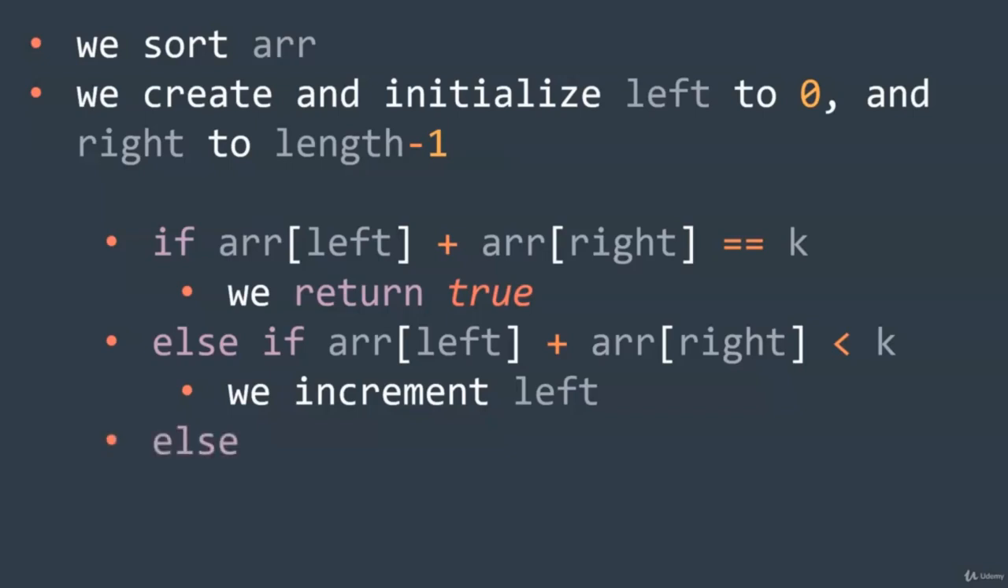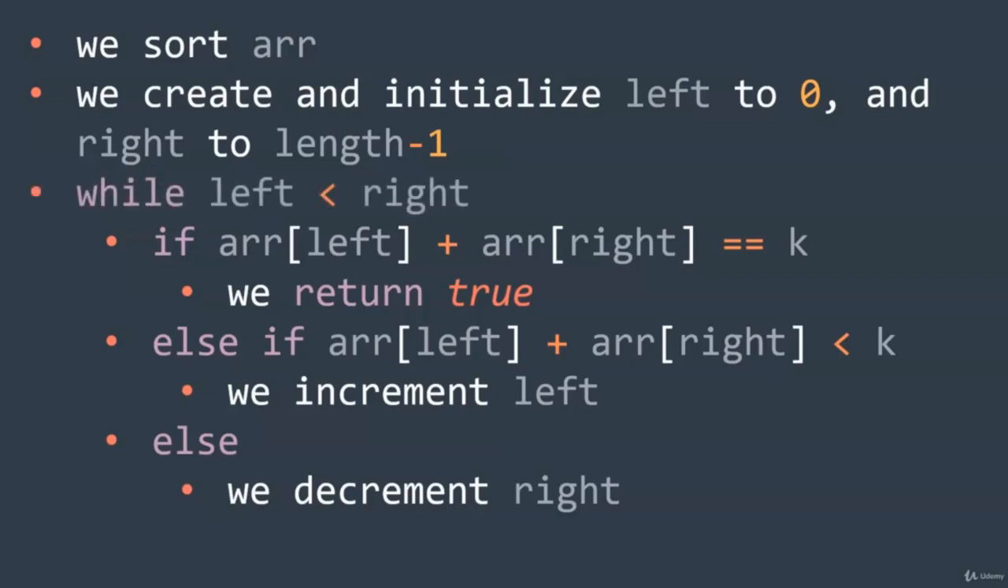Else, it means that our sum is bigger than k, so we decrement the right pointer, in the hope of decreasing the sum to make it reach k. And all that while the left pointer is still before the right pointer, because if we don't stop after that, we will just traverse the same pairs, so it's useless. After the loop, if the function didn't return true yet, it means that we traversed all the necessary pairs and we didn't find one that sums up to k. We return false. To better visualize this solution, let's apply it to this example.